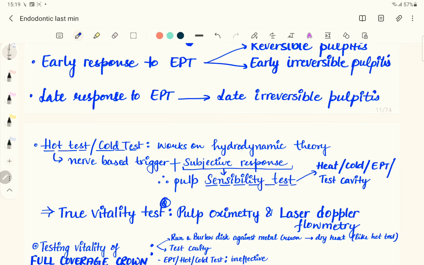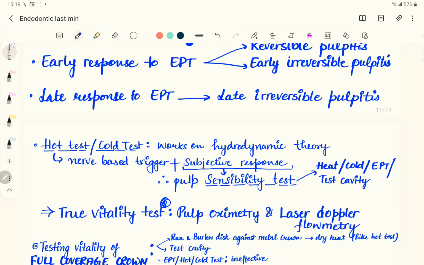So when you expose the patient or the tooth to either a hot stimulus or a cold stimulus, the patient is going to respond according to the stimulus. So it is a subjective response. The patient will tell if the patient feels hot or cold or any sensations on exposing the tooth to hot or cold. So therefore, it's a pulp sensibility test, since it is giving a subjective response.